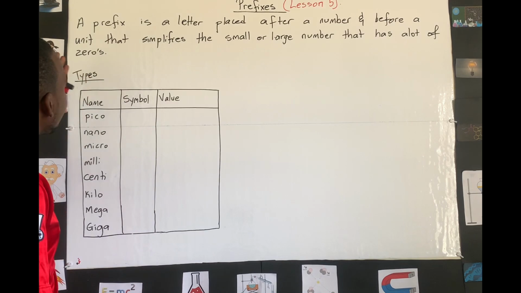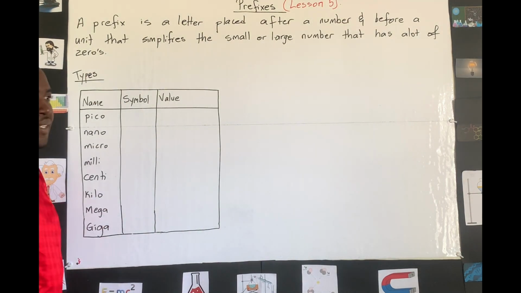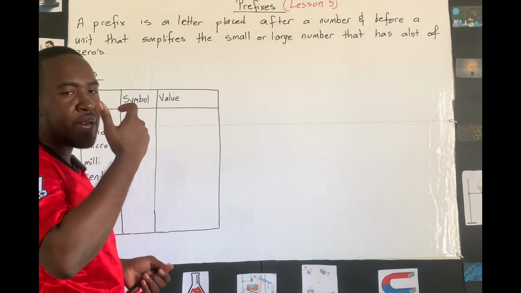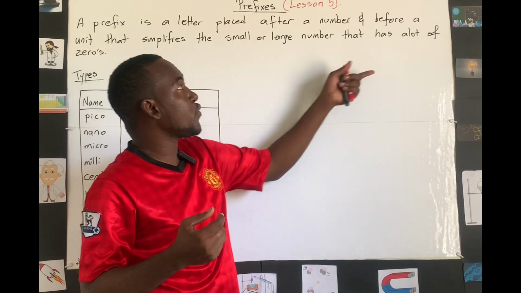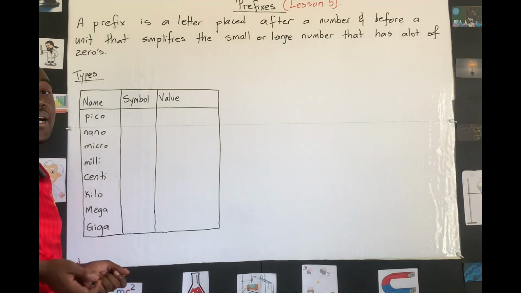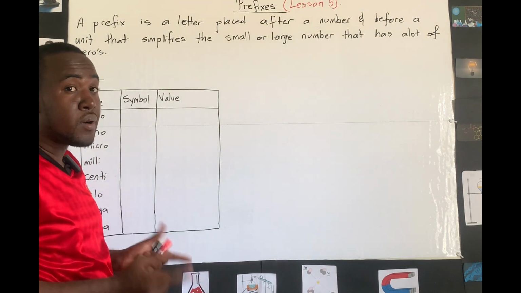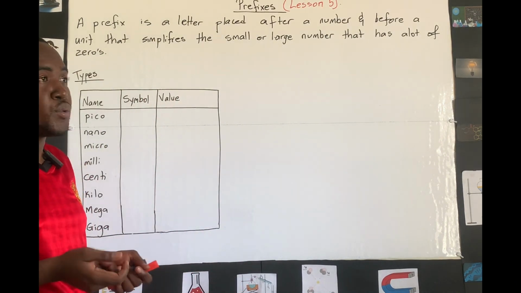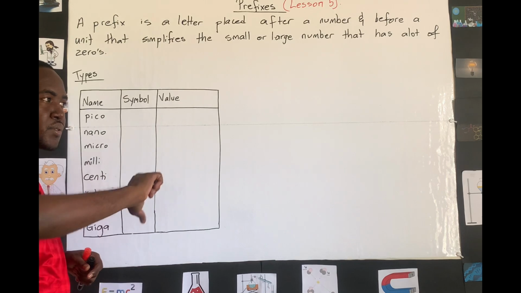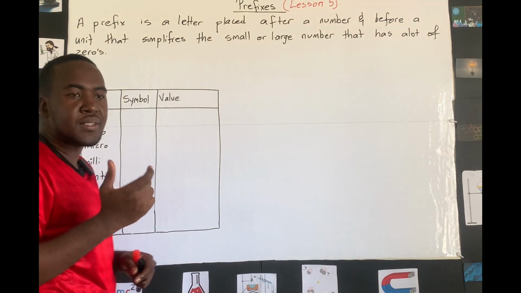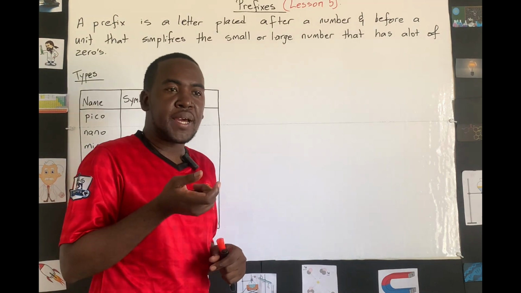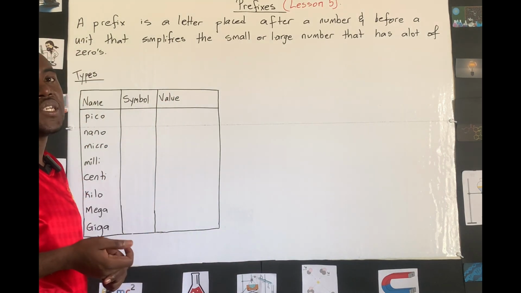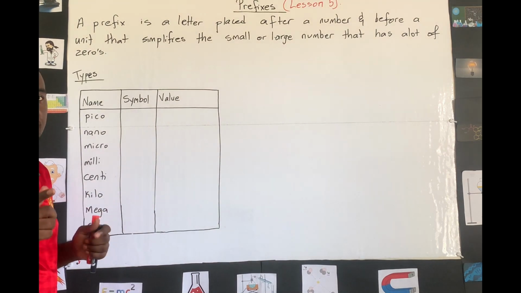So, a prefix, just like in English, is, in this case though, a letter that we place just behind a number, just before the unit, that simplifies a number that is either too small or too large because it has a lot of zeros. In order to not write these zeros, we use a prefix to simplify the number. So we write fewer digits with the prefix, and that gives a notification of what the exact value is.